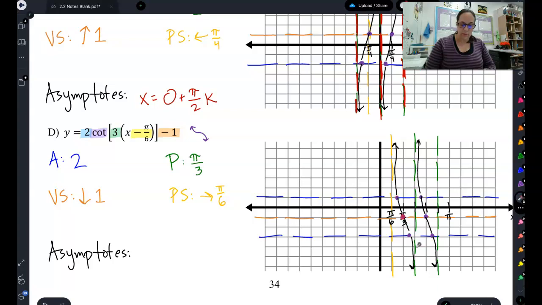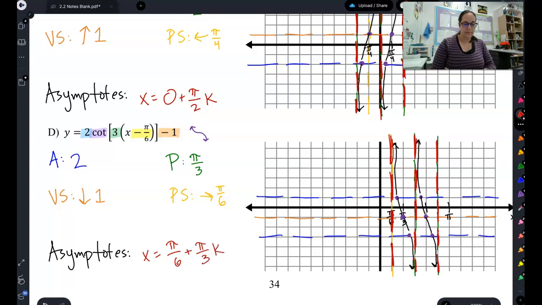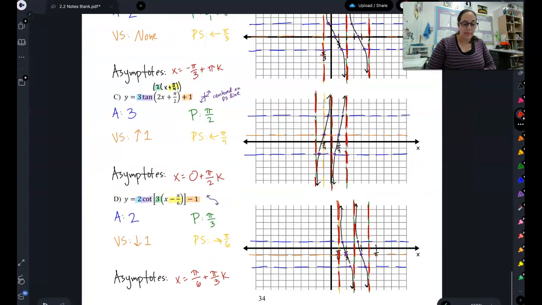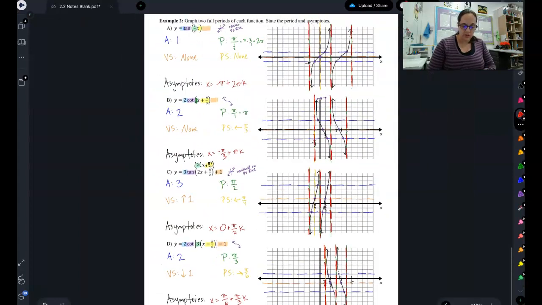So a fourth, a fourth, a fourth of the boxes. And decreasing gives me my cotangent shape. And then I repeat the wave. So it looks like our asymptotes start here at pi 6, and they are each pi thirds apart. There's our asymptotes. And that is graphing tangent and cotangent.